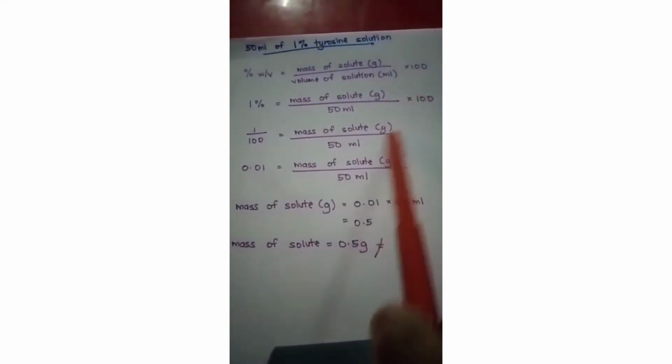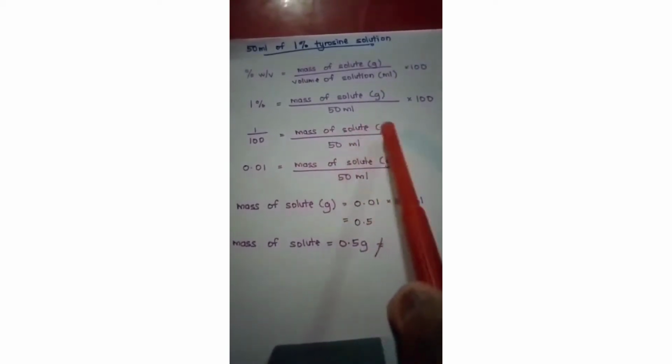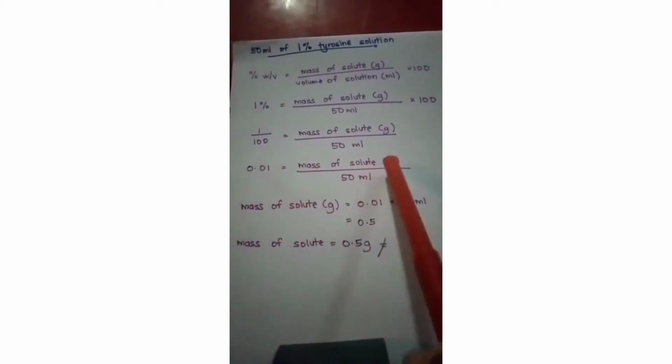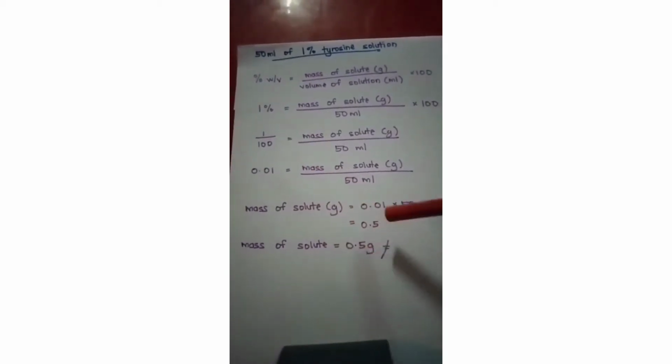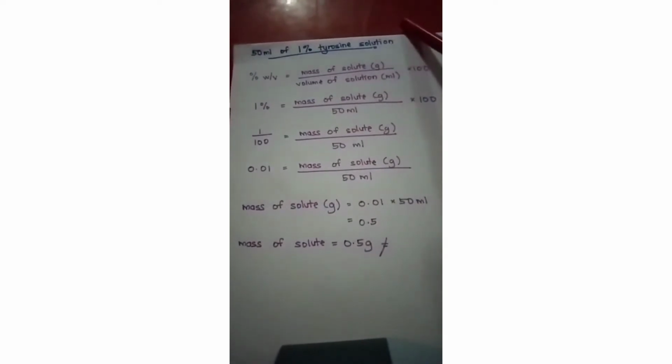So we are going to transfer this 100 to the left hand side. So 1 over 100 equals the mass of solute in grams over 50 ml. So 0.01 equals the mass of solute in grams over 50 ml. So the mass of solute in grams is equal to 0.01 times 50 ml. So we'll get 0.5. So the mass of solute for 50 ml of 1% tyrosine solution is 0.5 gram.